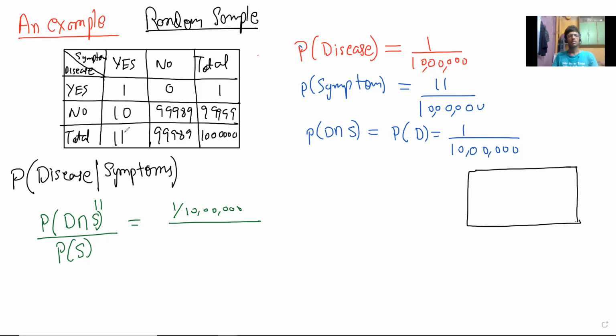P of the symptom is already given, so then the question becomes trivial. Probability of having the symptoms is 11 by 10 lakh. Is it correct? The answer is also correct. It is 1 by 11 only, and this is the answer.